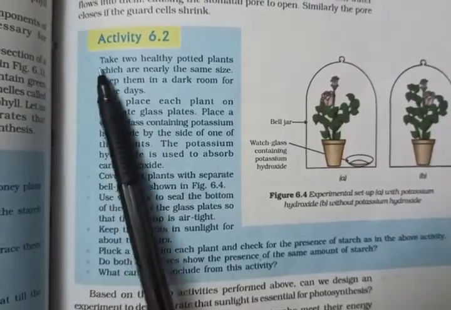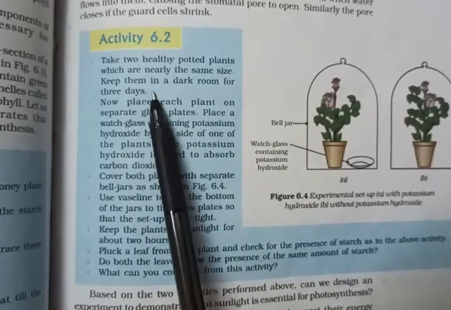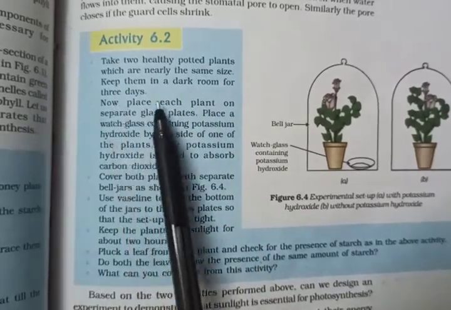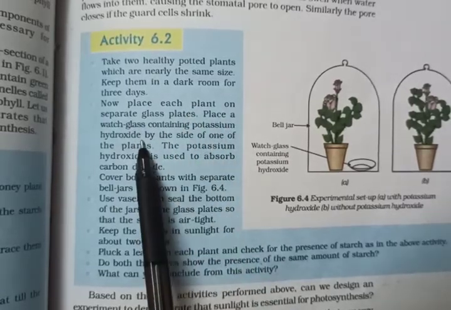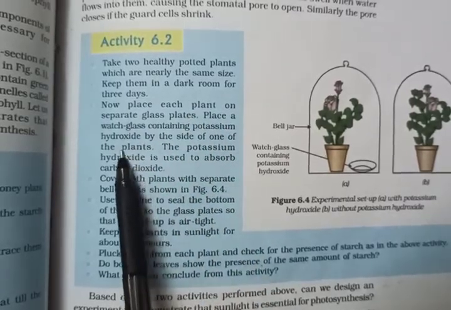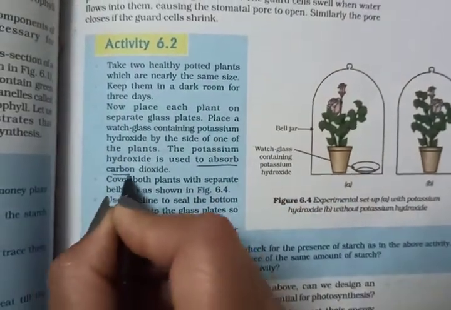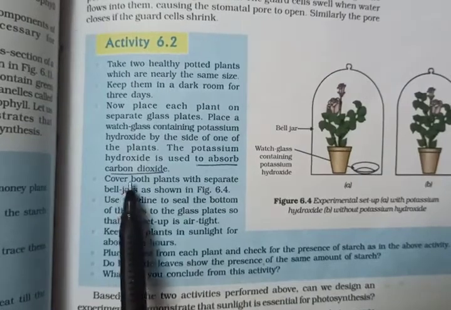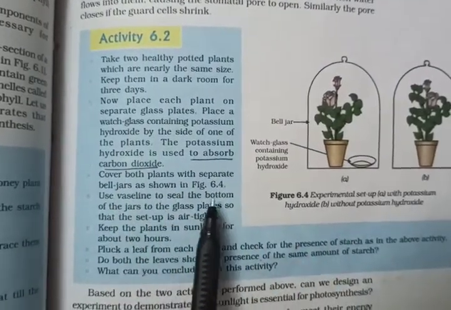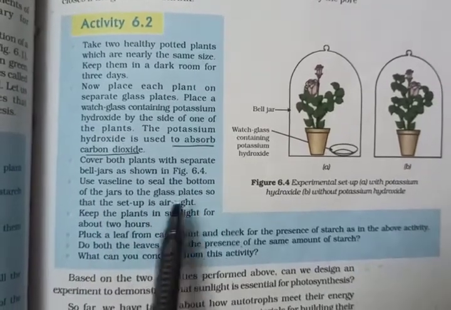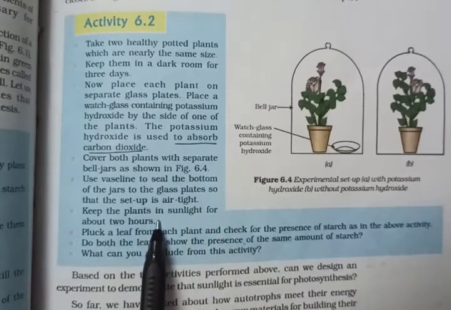See this activity. Take two healthy potted plants which are nearly the same size, keep them in a dark room for 3 days to de-starch them. Now place each plant on separate glass plates, place a watch glass containing potassium hydroxide by the side of one of the plants. The KOH is used to absorb carbon dioxide. One word question may be asked in exam. Cover both plants with separate bell jars as shown in the figure. Use Vaseline to seal the bottom of the jars to the glass plates so that the setup is airtight. Keep the plants in sunlight for about 2 hours.